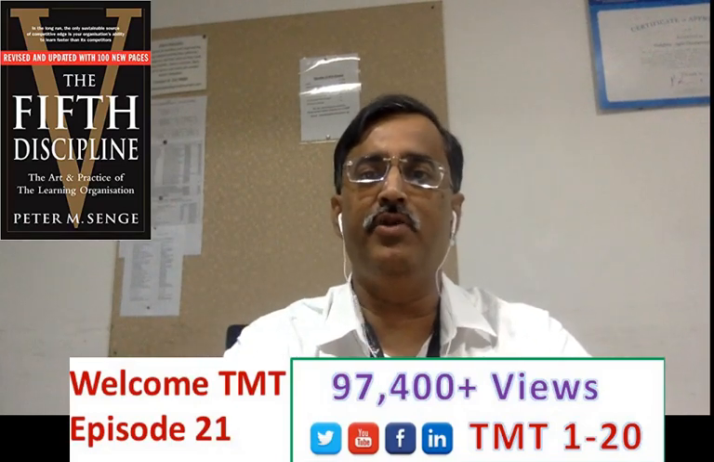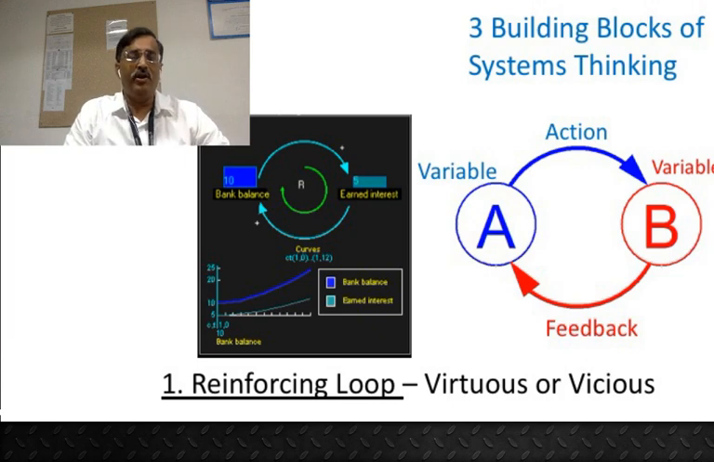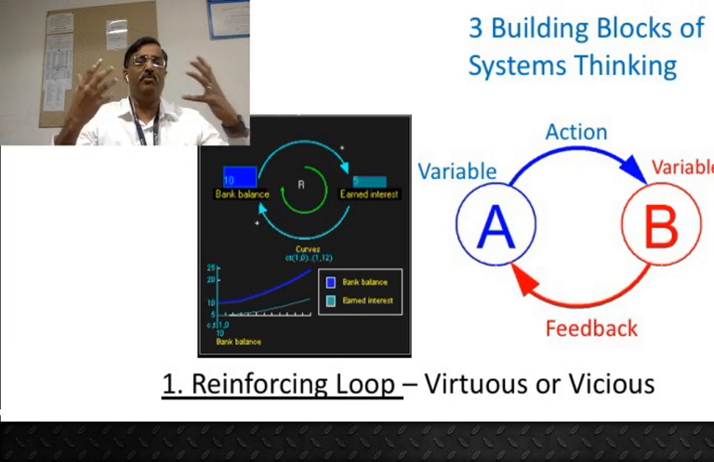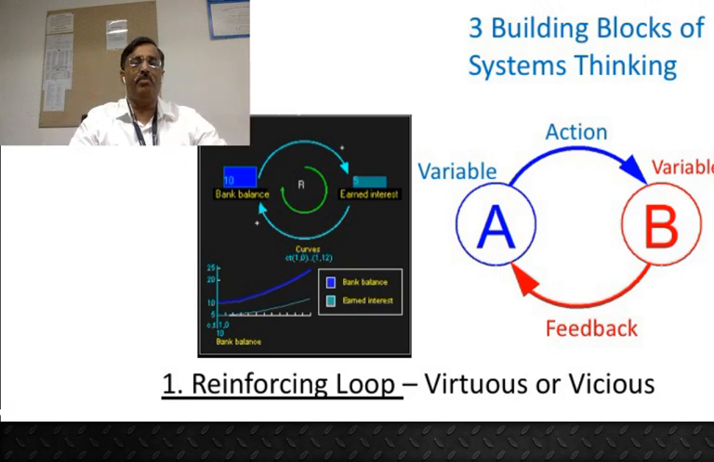Let's dig deeper into systems thinking. According to Peter Senge, there are three building blocks of systems thinking using which you can model any complex system, both human and otherwise. The first one is what he calls the reinforcing loop. Let's learn that through an example of the bank interest rate he gives.